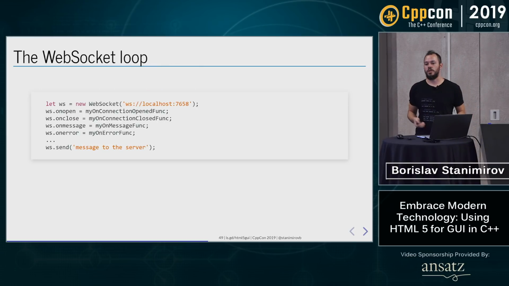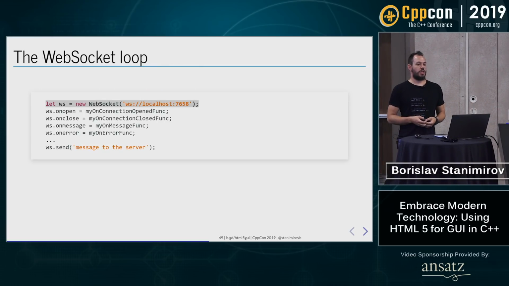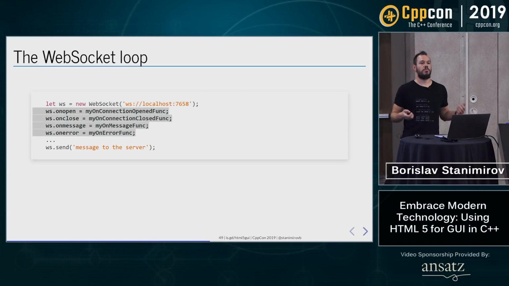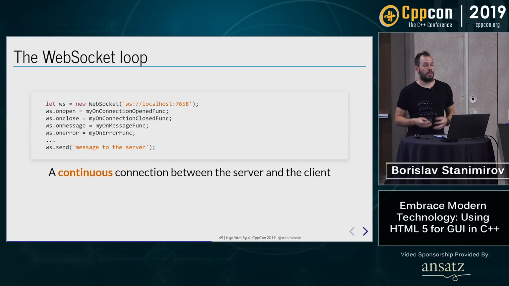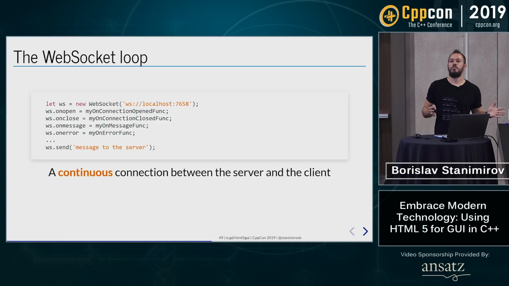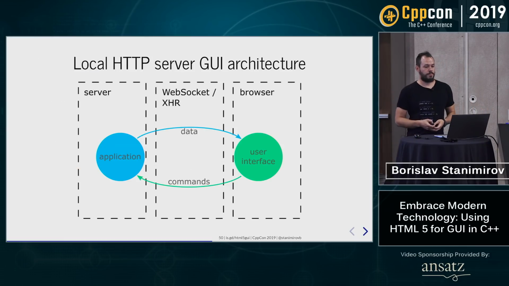So this is how a WebSocket works. You open a WebSocket connection to some URL, you fill some callbacks, and then you can send messages to the server and receive the responses in the onMessage function. And this, again, maintains a continuous connection between the server and the client, and every party from both sides of the connection can communicate in their own time whenever they want.